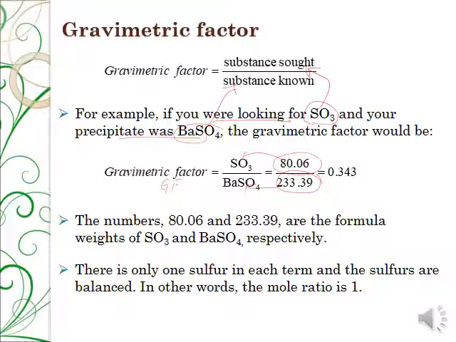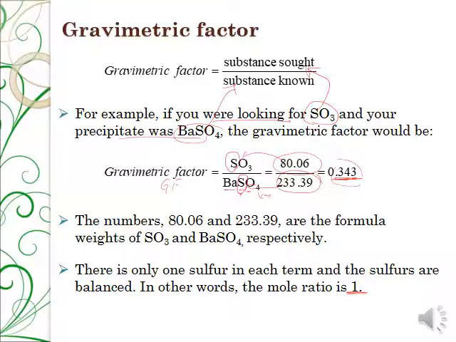So we refer to the barium atomic weight, sulfur atomic weight, oxygen times 4 atomic weight. So we get this, and we divide. We get 0.343. So this would be the gravimetric factor value. There's only one sulfur here for the substance sought, and there's also only one sulfur here for the substance weighed, so there wouldn't be any issue, because the mole ratio is 1. But if the substance sought is different from the substance weighed, we have to take into account the stoichiometry.